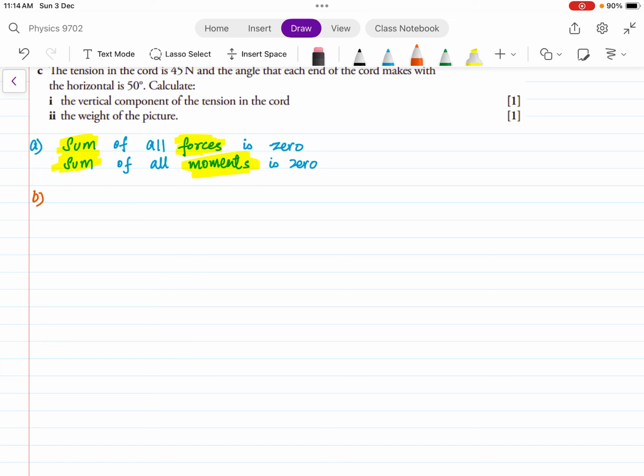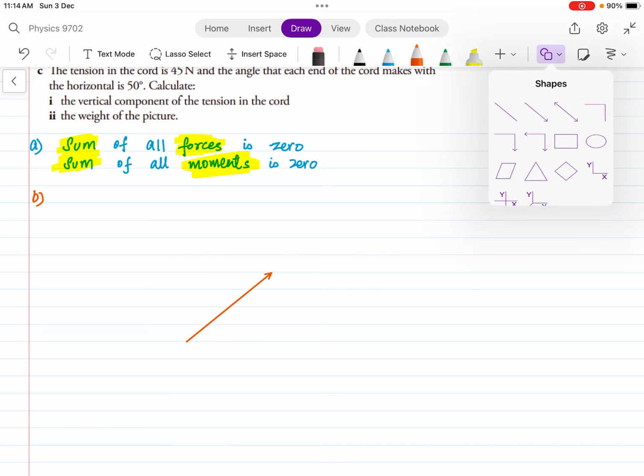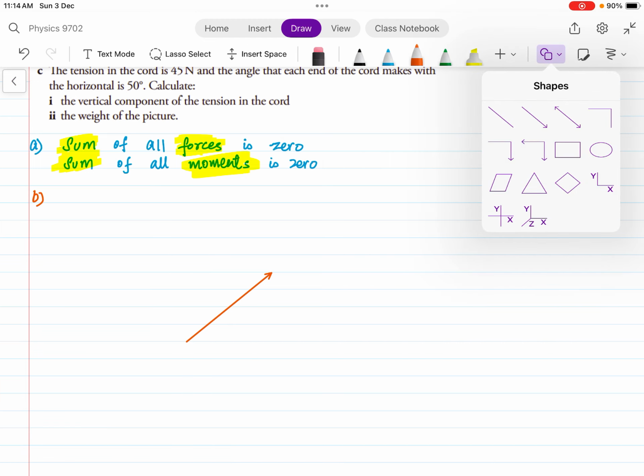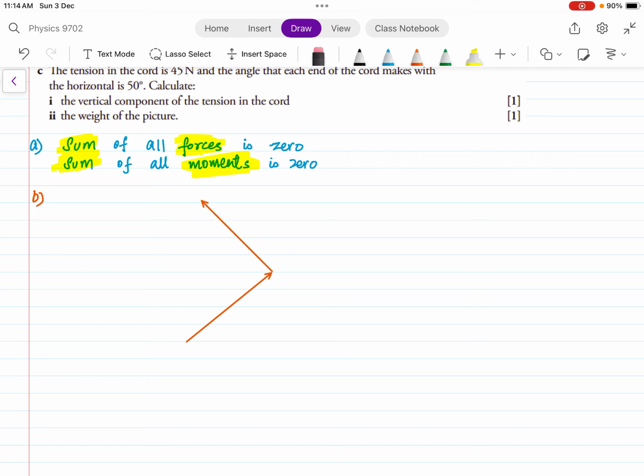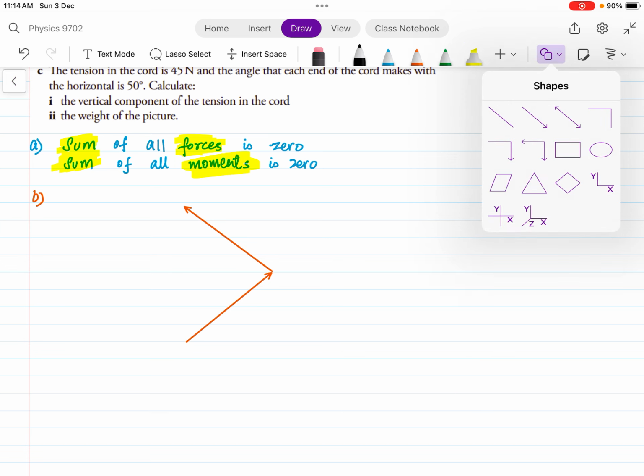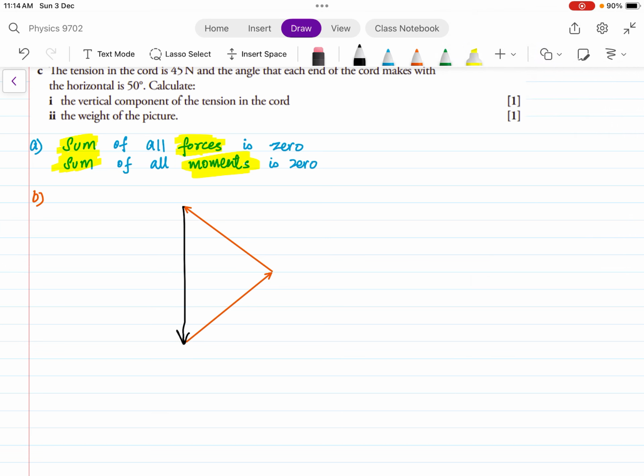This is one force, this is the second force, both of them are tensions, and then the last one is this one. Right, so tension, and weight.